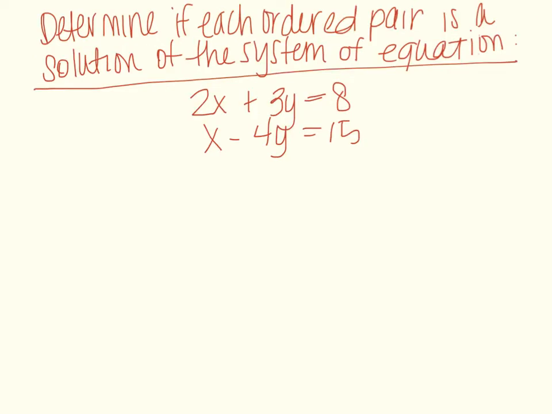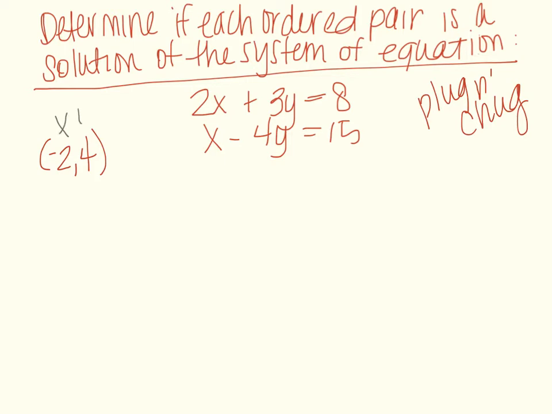So let's start with this. We want to determine if each ordered pair is a solution of the system of equations. Here we have a system, and all I want to know is if this ordered pair would be the solution. So yes or no. Let's say I'm given negative 2 comma 4. All we are going to do is plug and chug. Every time you see a variable, we're going to plug it in. Remember, this goes x comma y.